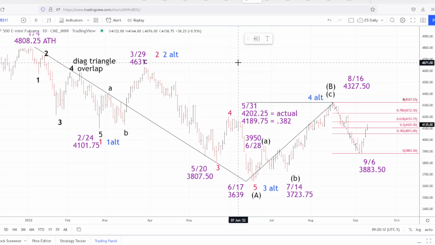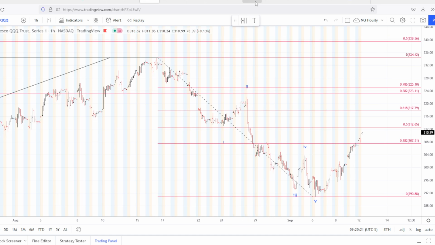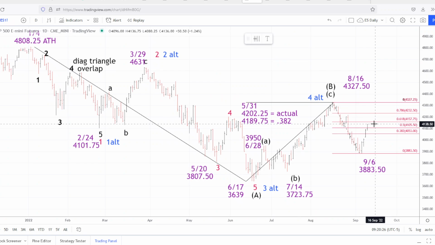Go back to the QQQ and you'll see, again, that's between the 382 and the 500. And the ES is between the 500 and the 618. So the QQQ is lagging. That indicates that this is a corrective wave, this move up from the 9.6 low.